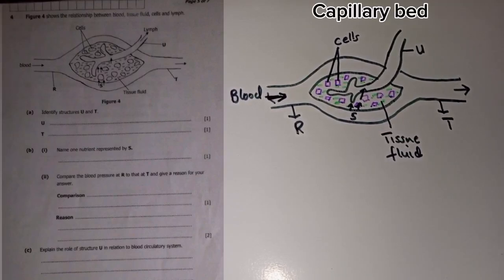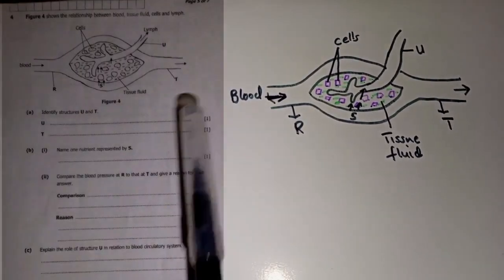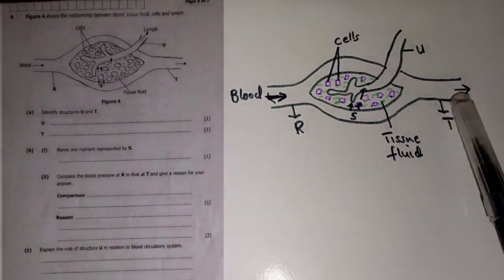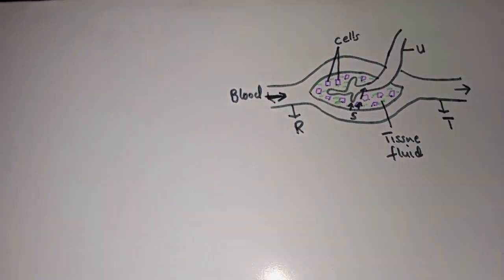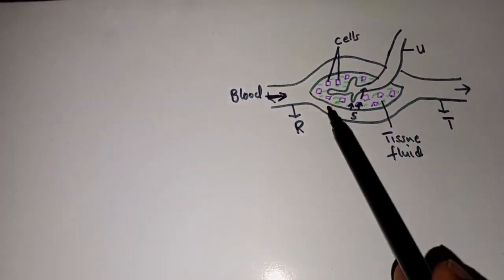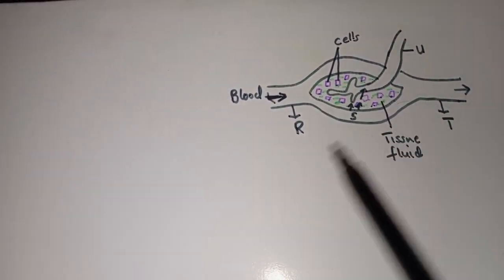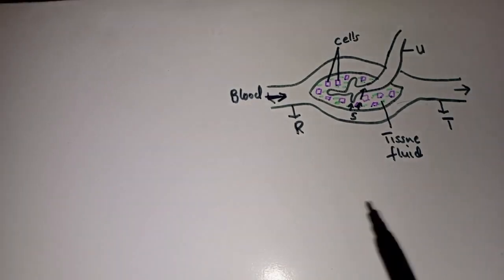Now, we have certain things here that are not labeled, but all we can see is that blood is coming this direction, and then it leaves off that direction. Now we have these things labeled as the cells, and you have a fluid. I've tried to label it in green so that you can see. You have the fluid here, which is called tissue fluid.